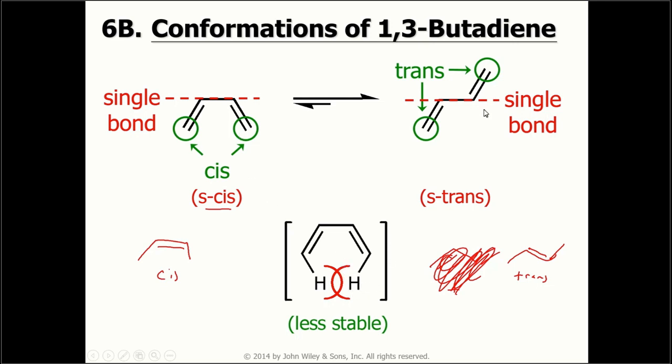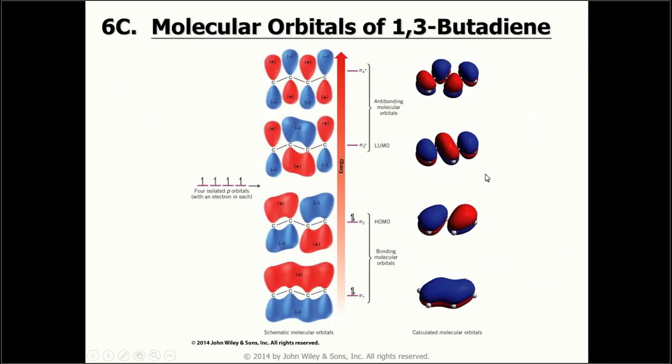Long story short, the S-trans conformation is more stable, and if you have 1,3-butadiene, it's going to exist in the S-trans conformation more often than it exists in the S-cis conformation, though it will exist in both over time. You expect free rotation around the central bond, and it will rotate over time to give you both conformations. It will just spend more time in the S-trans conformation. That becomes important when we start looking at the Diels-Alder reaction later this chapter. It becomes really important to think about whether or not a molecule can even adopt this S-cis conformation. 1,3-butadiene can.